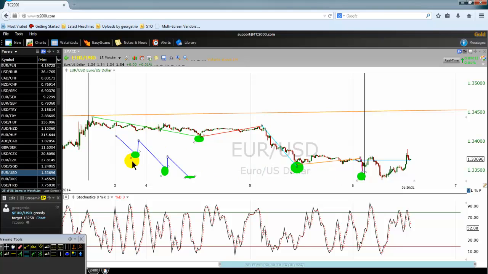If they were overlapping, we would think of a corrective wave, or the C part of a zigzag, or the A part of the zigzag, or the C part of the flat correction. These can be overlapping five waves. But you can see that these waves are not overlapping.